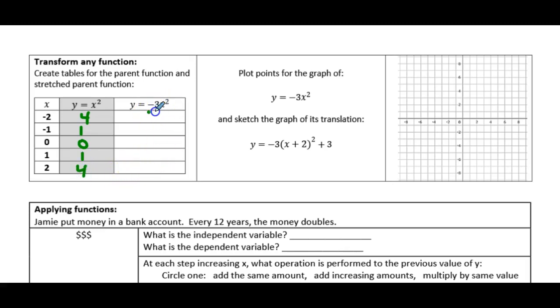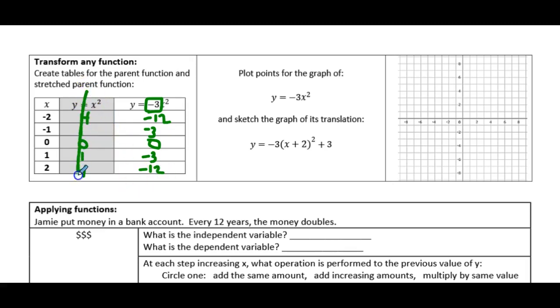We're now going to multiply it by this value out here. So whatever we just got times -3, that's going to stretch the graph and flip it. The negative flips it. So we are now going to have a -12. 4 times -3 is -12. -3 times the 1 is going to be -3. 0 times anything is 0, and we repeat with the same numbers down below.